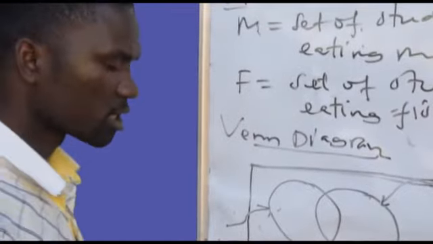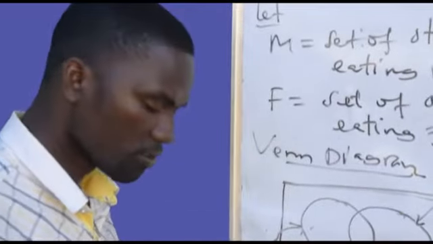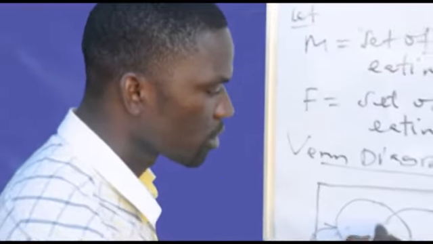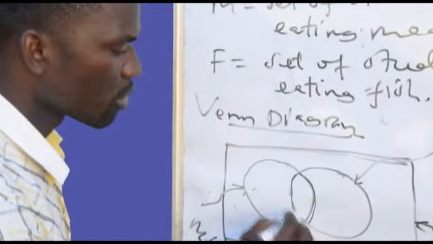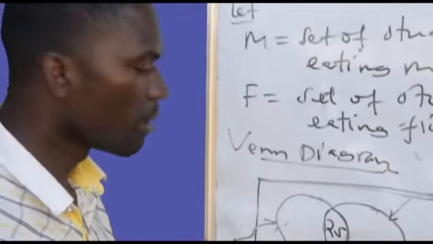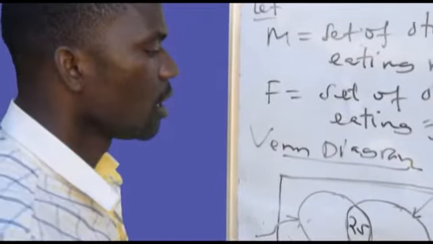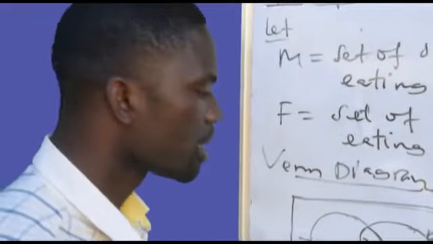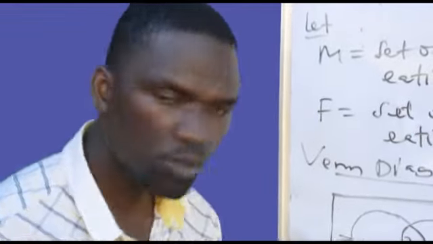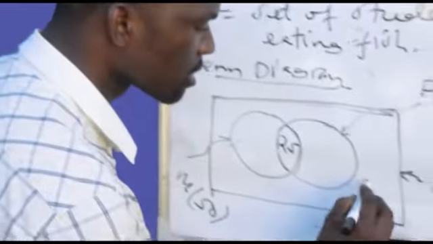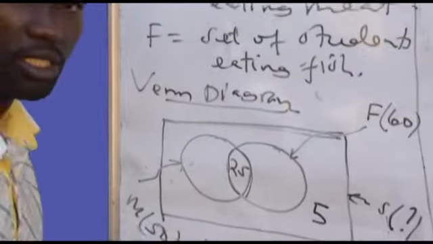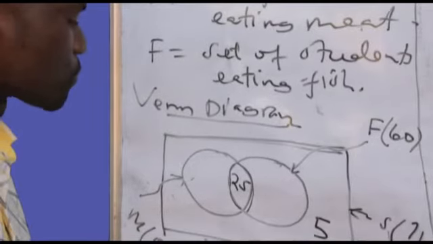But also it has been said that 25 students eat both meat and fish. So this portion is common, so you plug in 25 students who eat both meat and fish. And the question also went on to say 5 of the students eat neither of the two types of food. So you place 5 students outside of both circles but inside the rectangle, inside the sample space set.